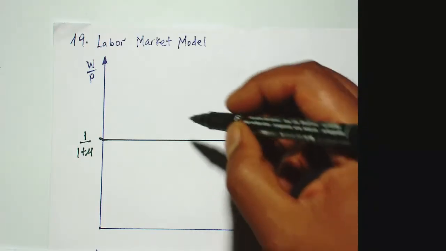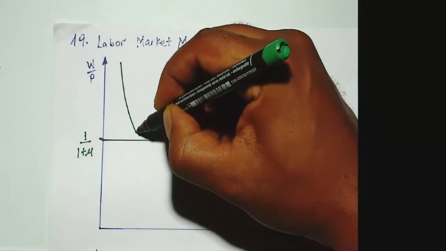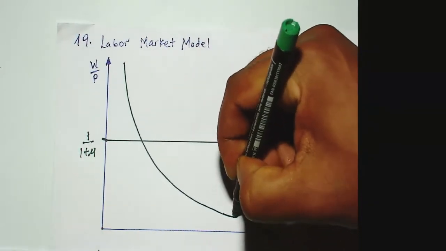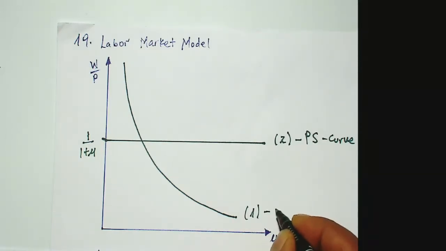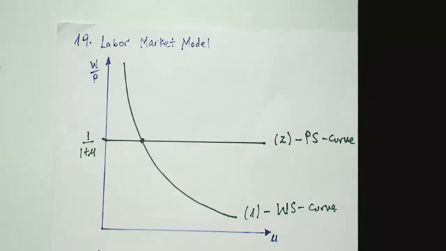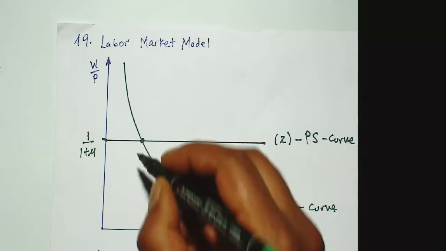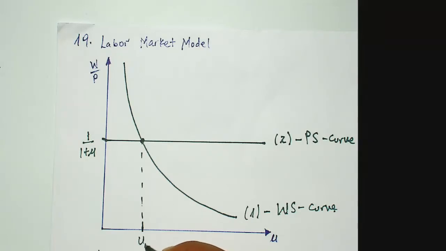So we can depict our wage setting curve something like this. And this represents our first equation, which is the wage setting curve. At this point, we have an intersection between wage setting and price setting. So this gives us UN, which is called the natural or the structural level of unemployment rate.